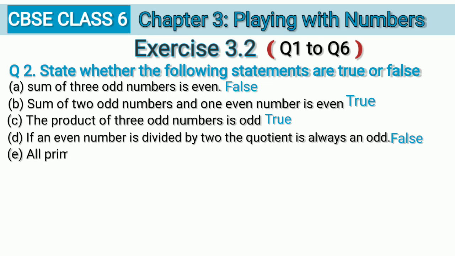Next statement, all prime numbers are odd. This statement is not true because 2 is a prime number and it is also an even number. So, all prime numbers are odd is a false statement.